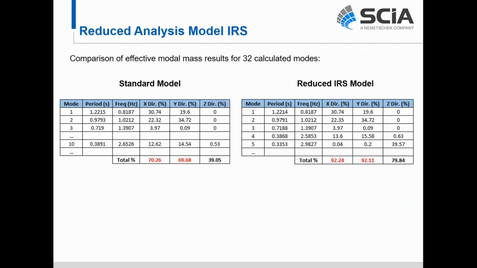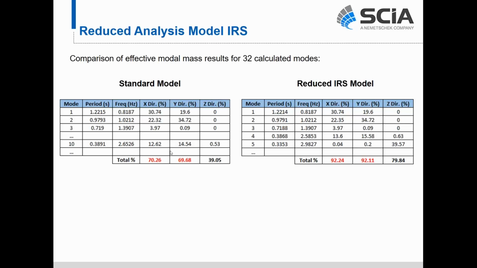Now just some stats. This is the same model that I was using. We have a comparison of the effective modal mass resulting from the 32 calculated modes. So in the standard model, you can see here that modes 1, 2, and 3 have a decent amount of mass engaged in these directions. In the x direction, y direction, you've got a decent amount of mass. Also in mode 10, you've got a decent amount of mass.